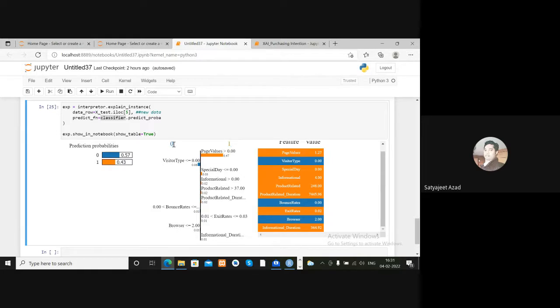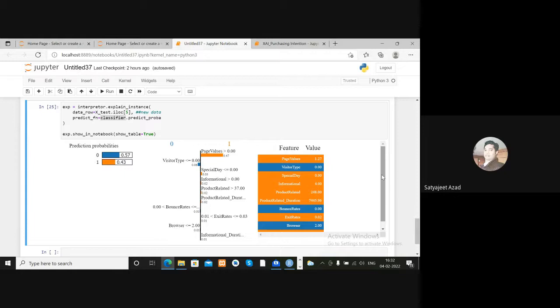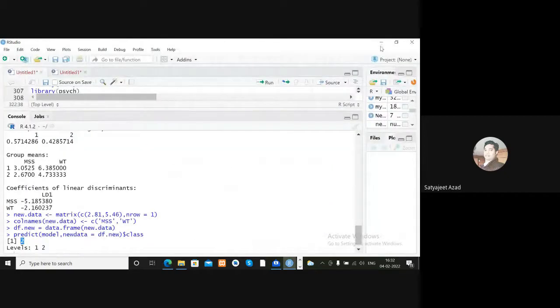That is why XAI comes into play. Now I am able to understand how features behave and which features are important for me. This is very important for me. One minute.